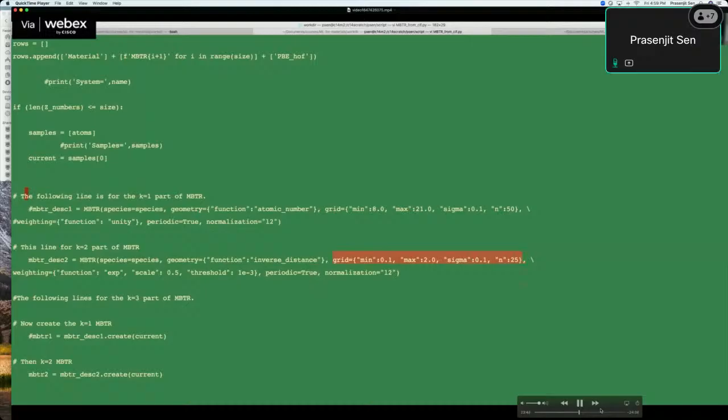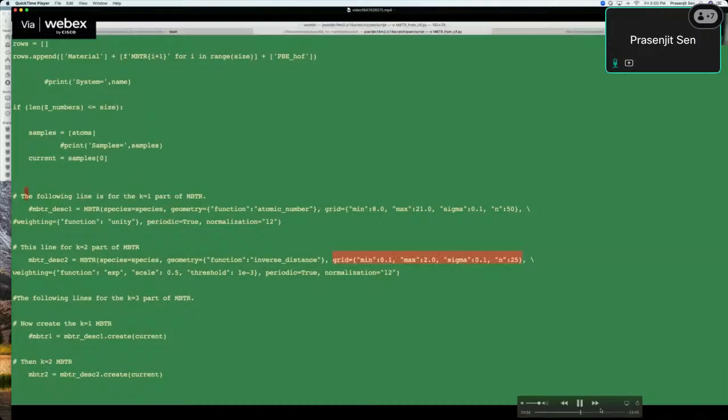Grid: this is the minimum value. So this continuous variable x, what is its minimum value? What is its maximum value? You can set those. Sigma is that sigma 2 parameter, the sigma of the Gaussian broadening. And n is basically the number of points. So x is a continuous variable, but when you are calculating it on a computer, you have to calculate it at some discrete number of points. You typically would want to calculate at many more than 25 points, but just so that I can do the calculation and show you, I have kept n equal to 25 here.